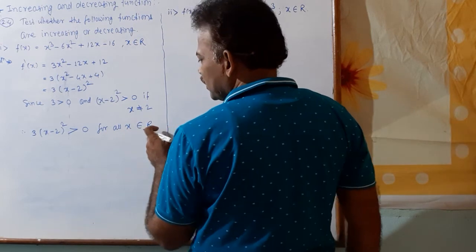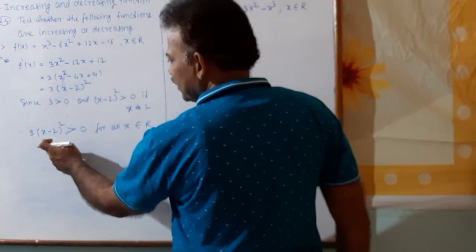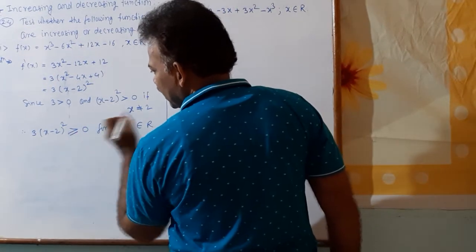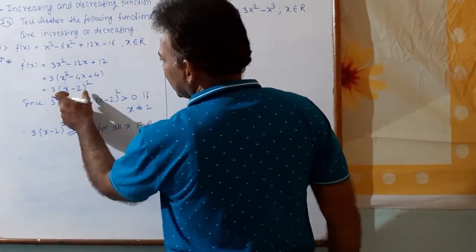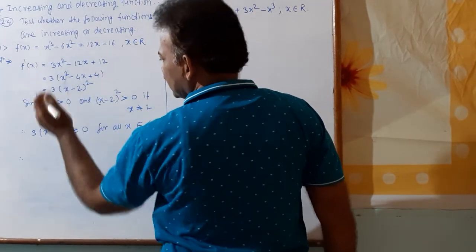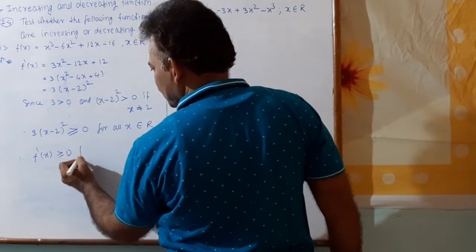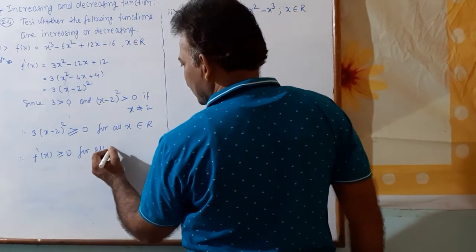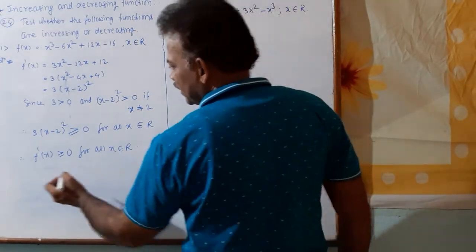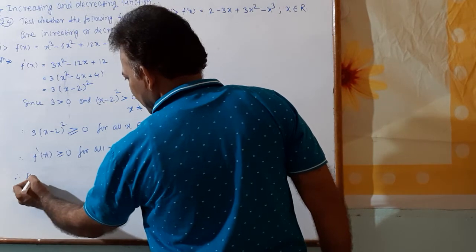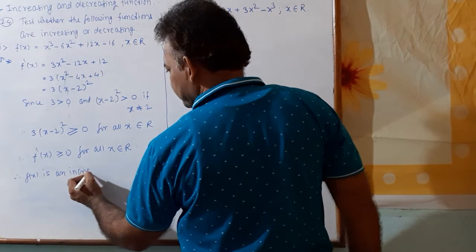When I write x belongs to R, it means 2 is always there. When you take x equal to 2, this will be 0 and the sign becomes greater than or equal to 0. And this is nothing but the right side, 3 into (x minus 2) square. What is the left side? The left side is f dash x, and therefore f dash x is greater than or equal to 0 for all x belongs to R. And by definition this shows that the function is increasing. Therefore f of x is an increasing function.